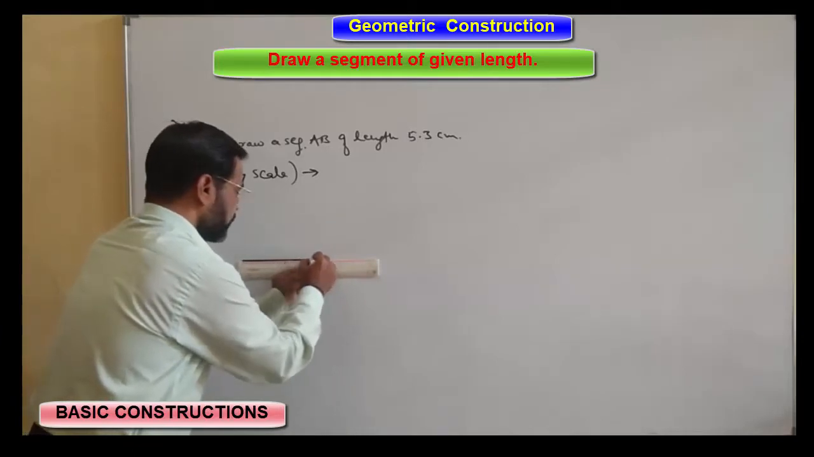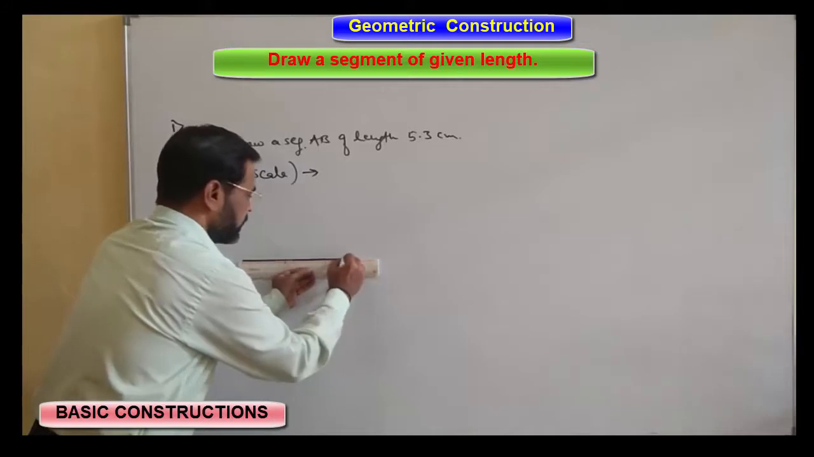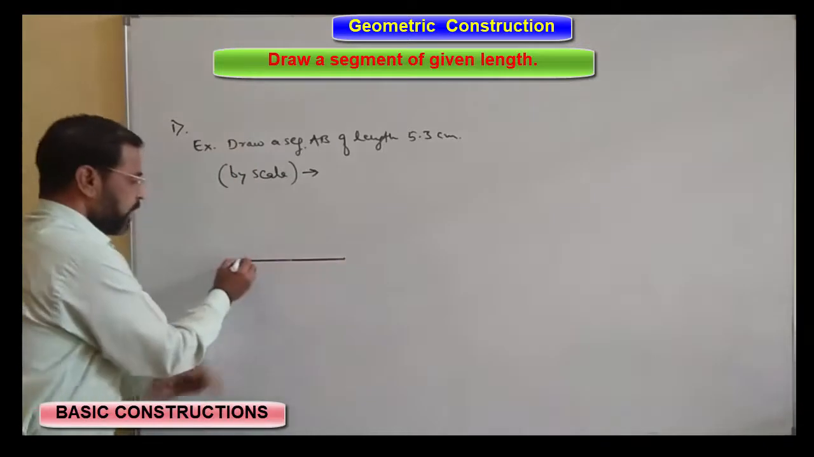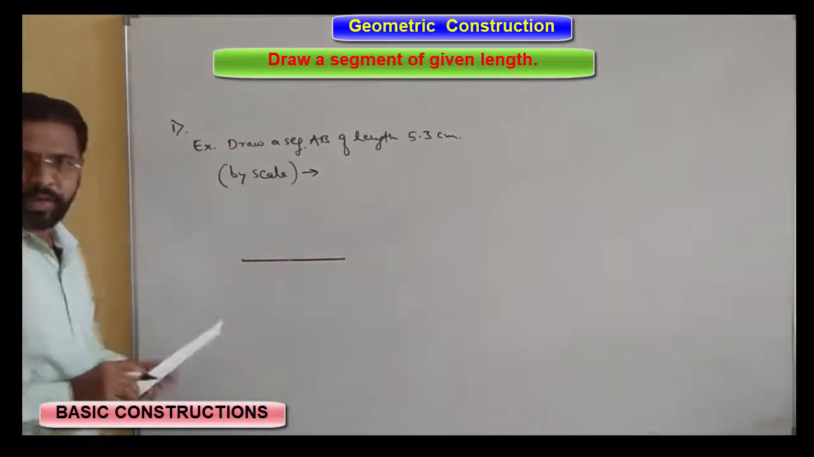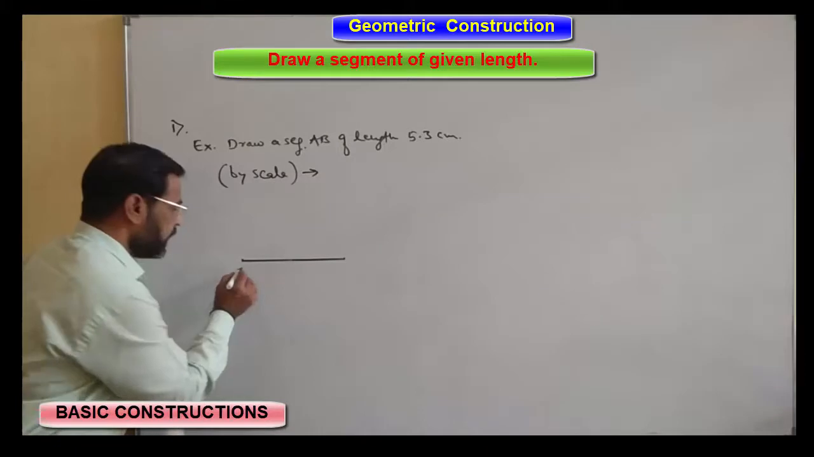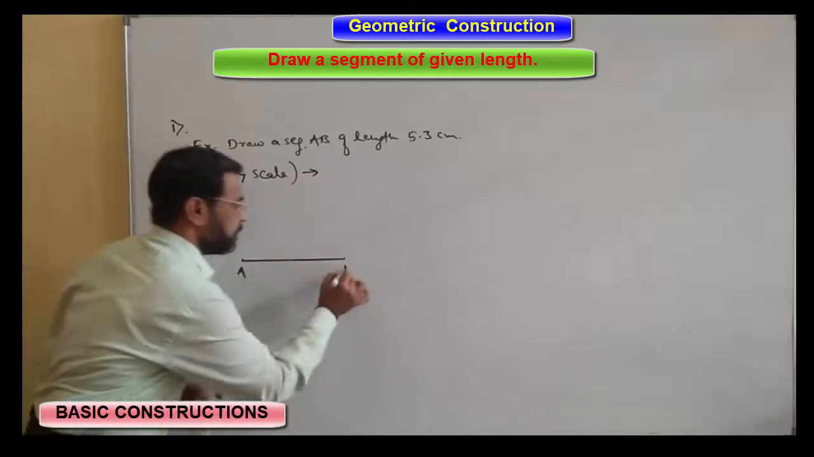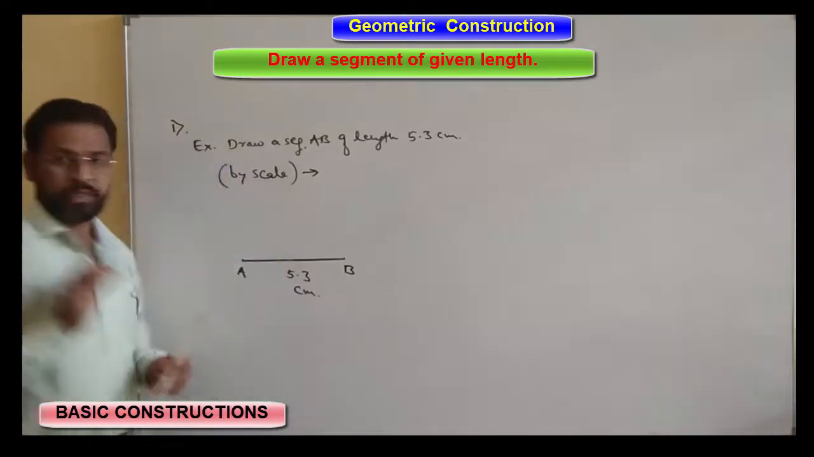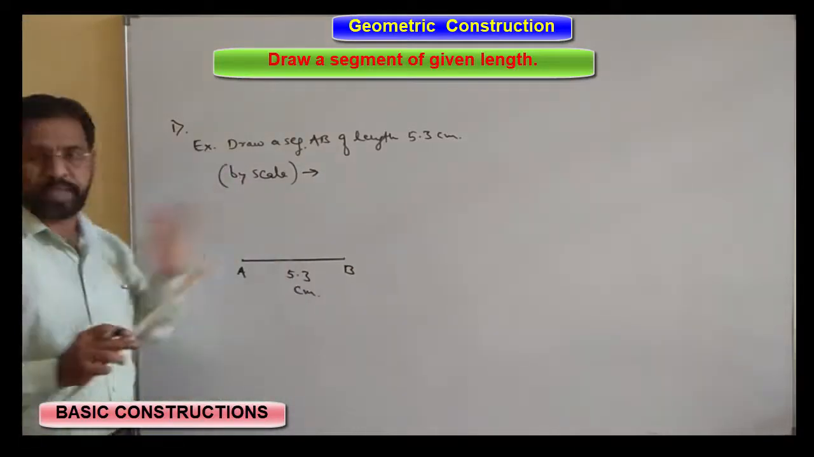But I'll draw a greater one. Suppose this is 5.3. You can measure that in your compass box with the scale. Okay, suppose it is 5.3 here. Write here the name AB. This is 5.3 centimeters. Okay friends, this is by scale.